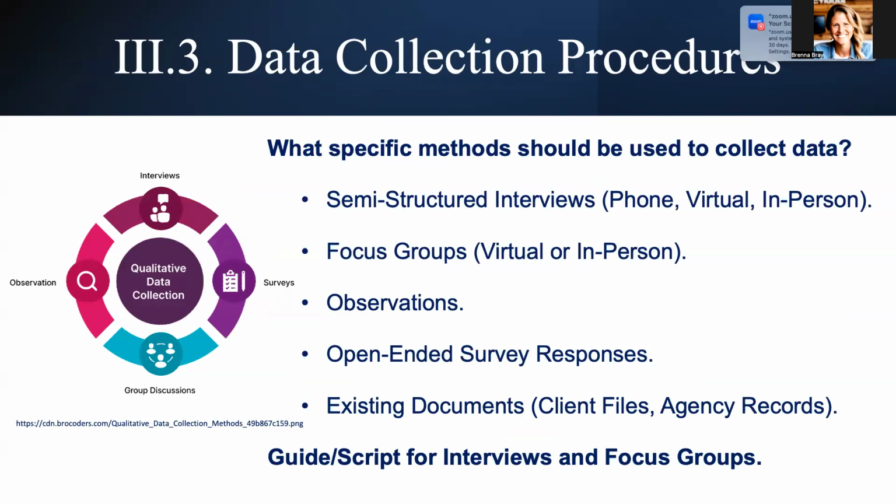So once we've identified who we want to collect data from and who we want to be collecting that data, then we start thinking about how we're going to collect that data. So what specific methods should be used to collect data? And in qualitative research, we really center around semi-structured interviews, and that could be through telephone or virtual, like Zoom, or in person. We also use focus groups, and again, those could be virtual or in person.